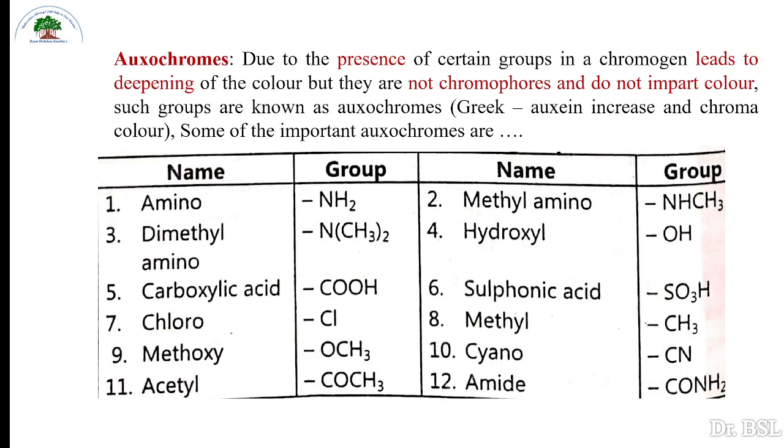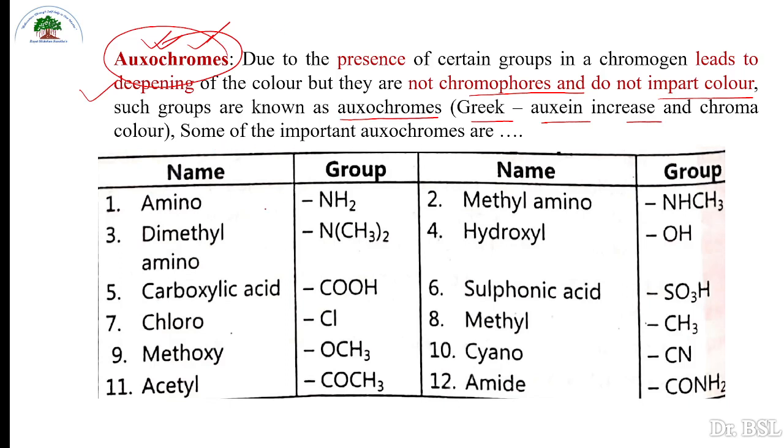Oxochrome, the second part in the dye. Due to the presence of certain groups in the chromogen, there is deepening of the color, but they are not chromophores and do not impart color. Such groups are known as oxochromes. That means in the presence of oxochrome, deepening of the color takes place, but alone this oxochrome cannot impart color to the compound. Greek oxine means to increase and chroma means color. So oxochromes, color-increasing, color-deepening groups, are known as oxochromes.